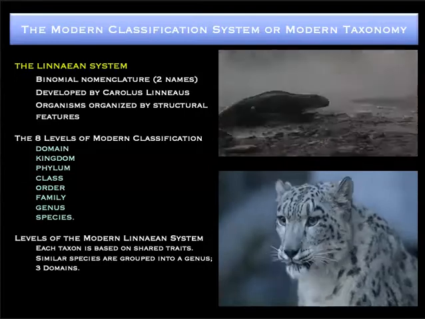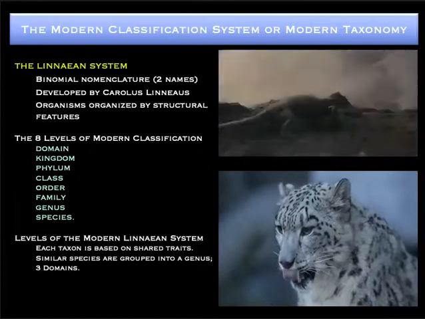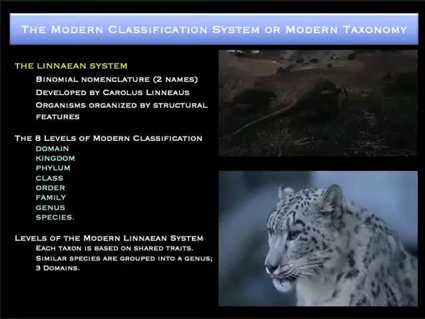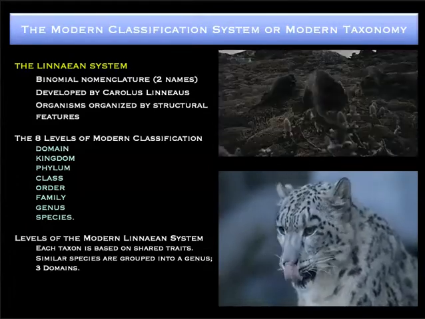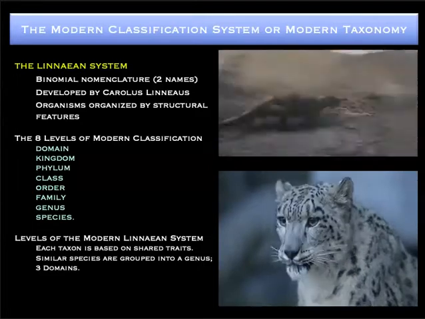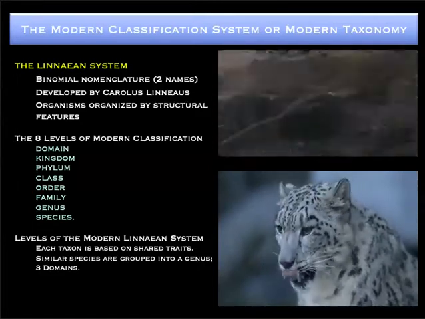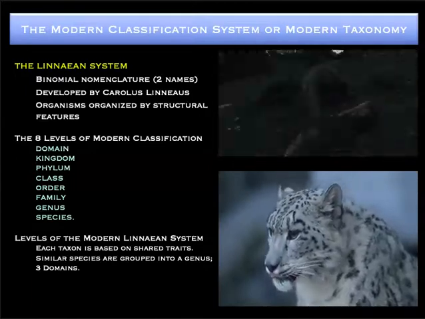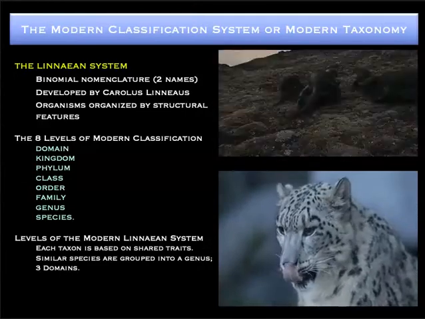Anyway, long story short, we've come up with these 8 levels of the modern classification system, or the modern taxonomy. Those 8 levels are domain, kingdom, phylum, class, order, family, genus, species. So remember, there were 6 steps to the scientific method, 7 characteristics of life, and now 8 levels of the modern classification: domain, kingdom, phylum, class, order, family, genus, species. How am I going to remember that, Mr. Doherty? I'll help you out in a sec.